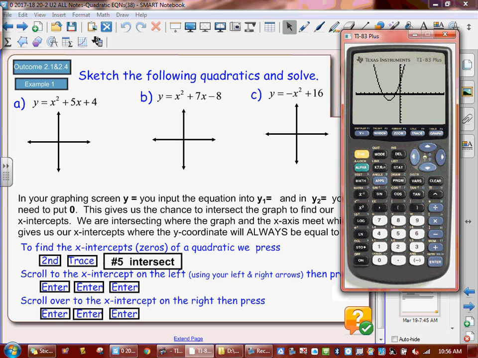So now we know exactly where it's going to be. We're going to do what's called an intersection. So we're going to do all these steps here.